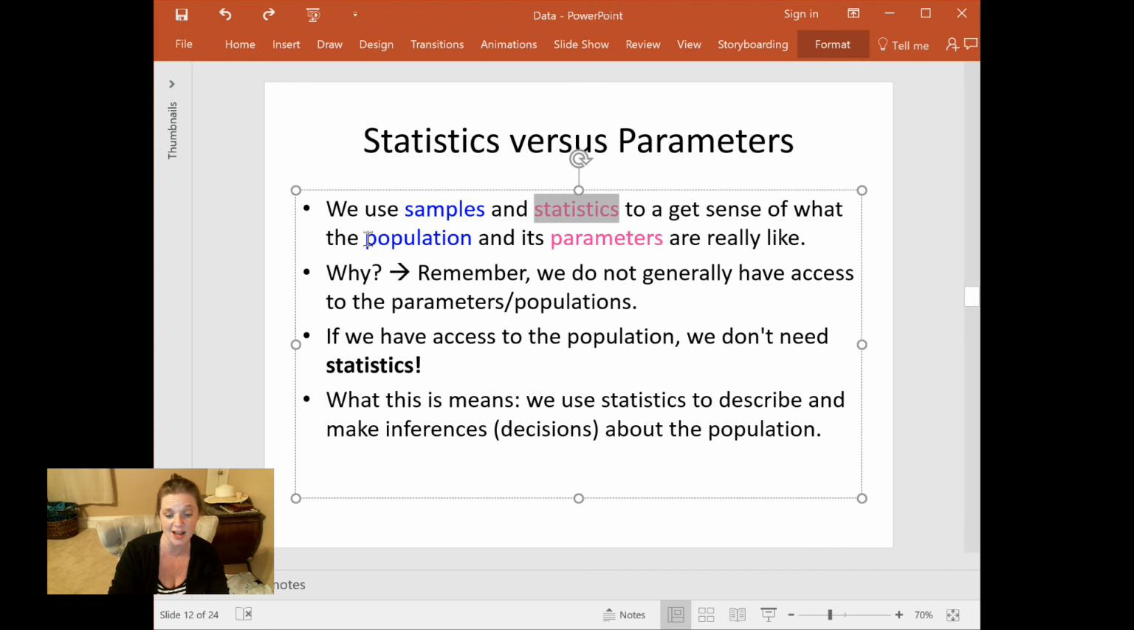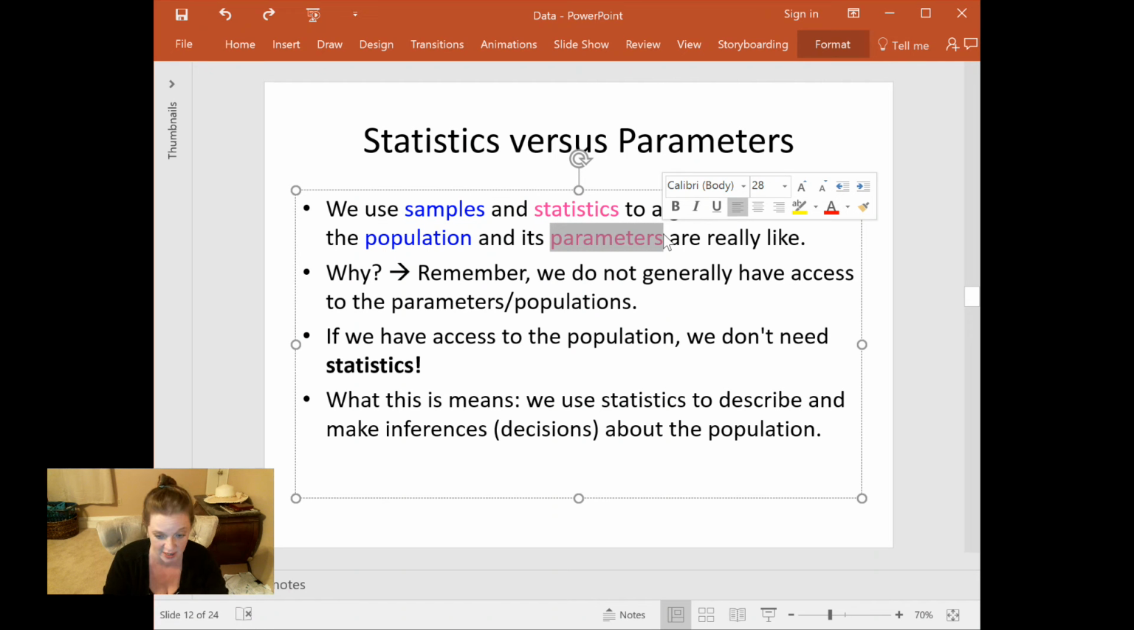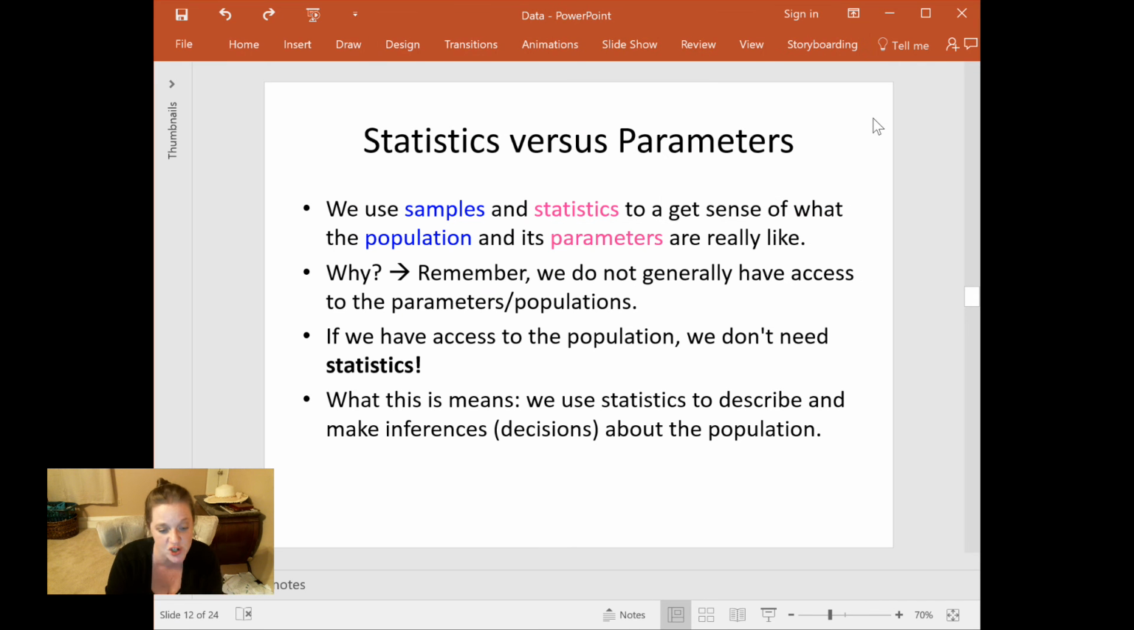Then I'm going to decide how the population of women everywhere, what their population parameter for height might actually be, right? And why do we have to do this? Well, it's because we don't have access to populations. We just don't. As social scientists, we have to use samples to make decisions about populations, and that's actually why we need statistics at all.